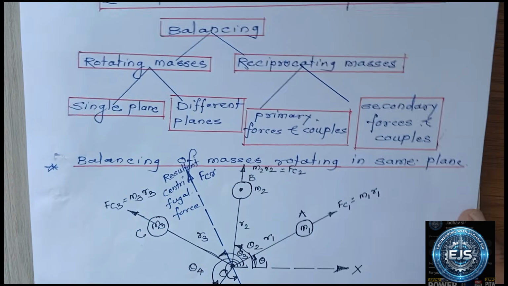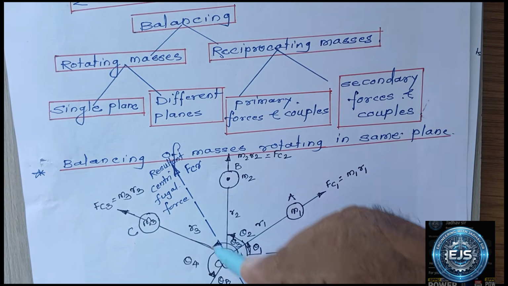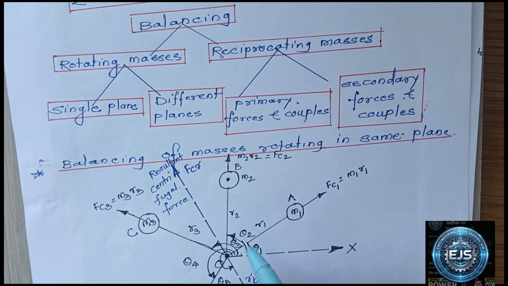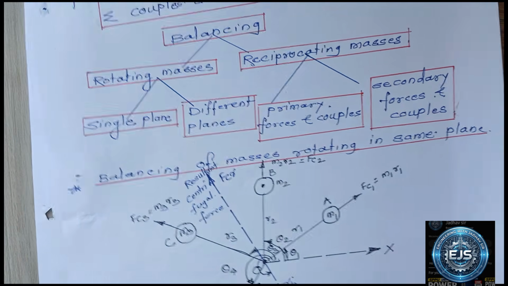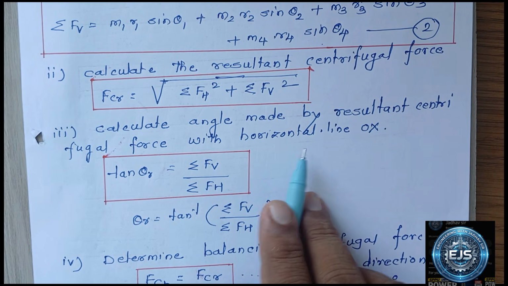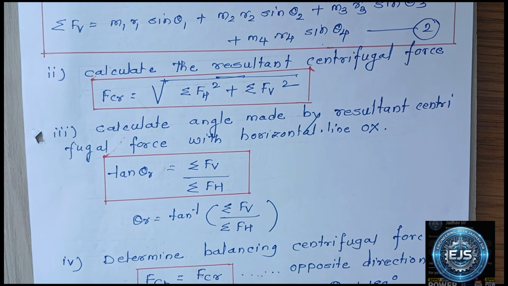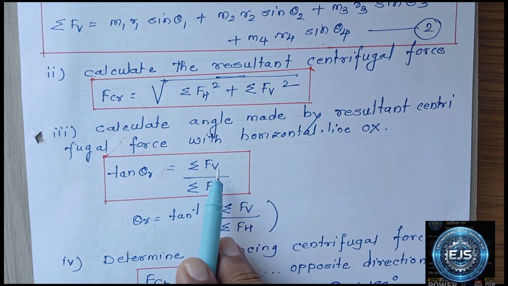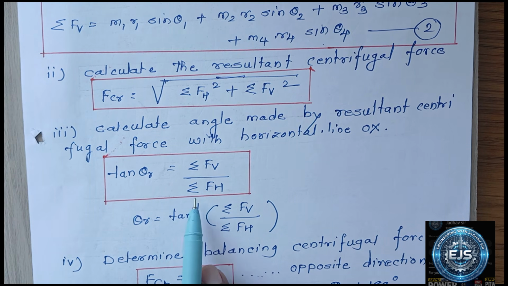So the resultant centrifugal force is shown here. This is the centrifugal force. Now we have to locate the angle, this angle. So third step is calculate the angle made by the resultant centrifugal force with the horizontal line OX. This angle is calculated as tan of theta r is equal to summation of Fv upon summation of Fh.